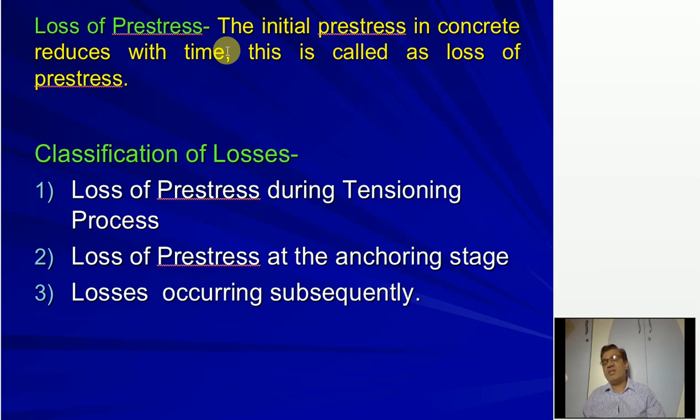One more loss is remaining, that is loss due to elastic shortening. This loss due to elastic shortening always occurs in pre-tension members, and it occurs when the stress is transferred from wires to the concrete. That means we can say that it is loss of prestress at the anchoring stage. And in post-tension members, loss due to elastic shortening occurs only when there is successive tensioning. Successive tensioning means one after the other wires are tensioned. So in successive tensioning, this loss occurs. That means it is the loss of prestress during the tensioning process.